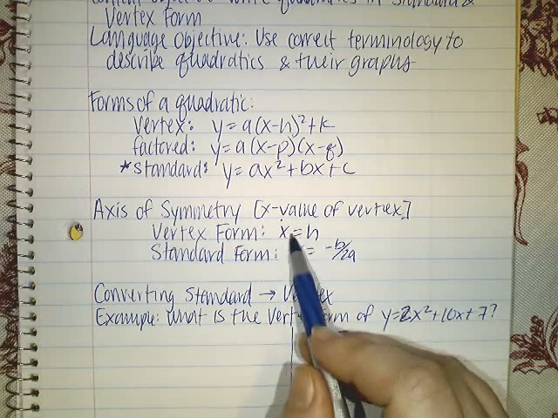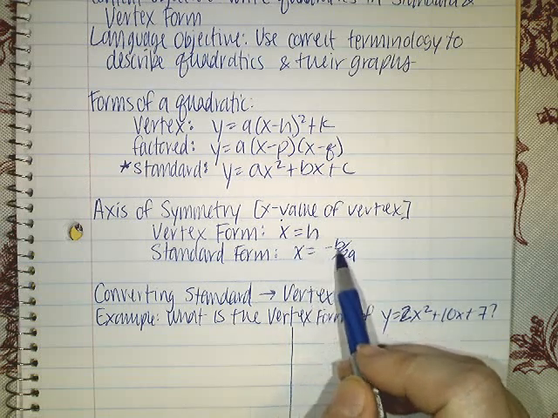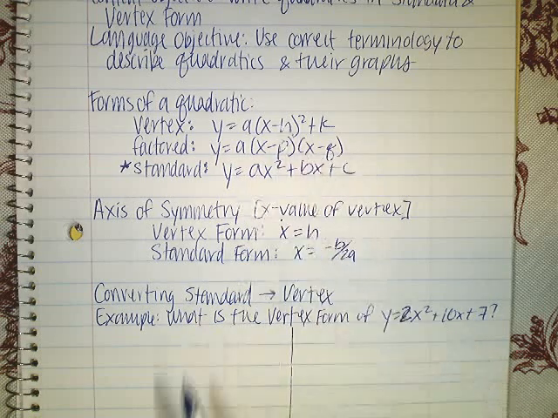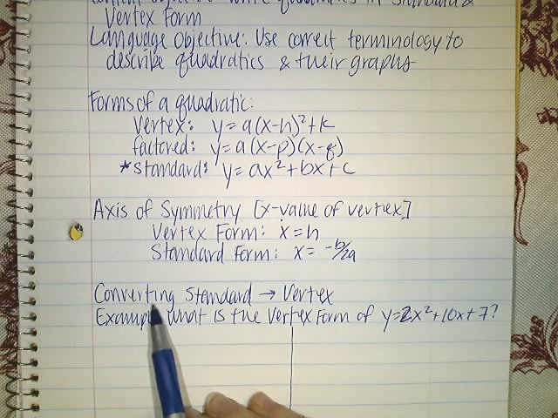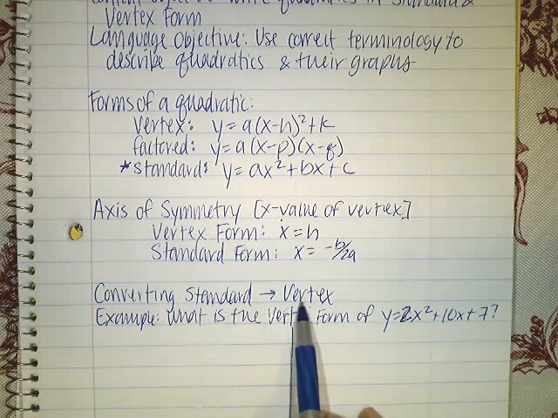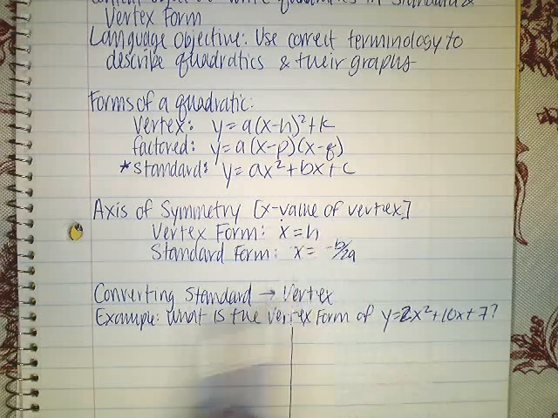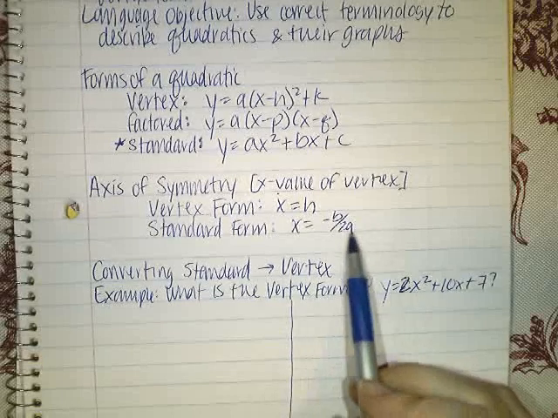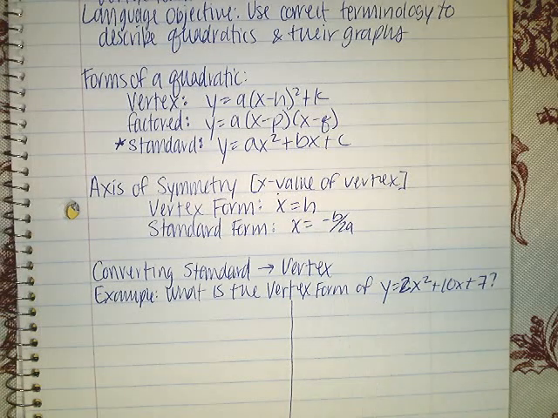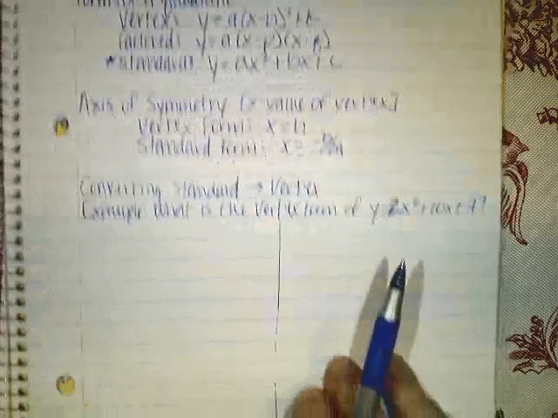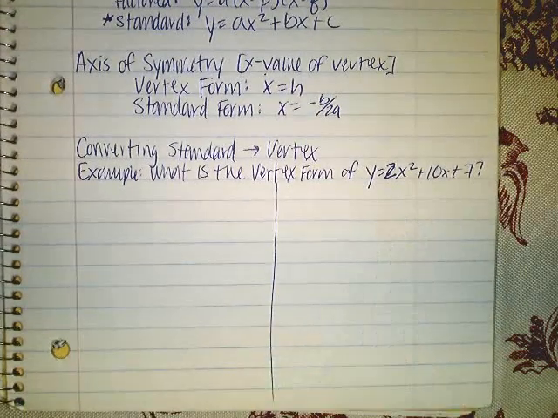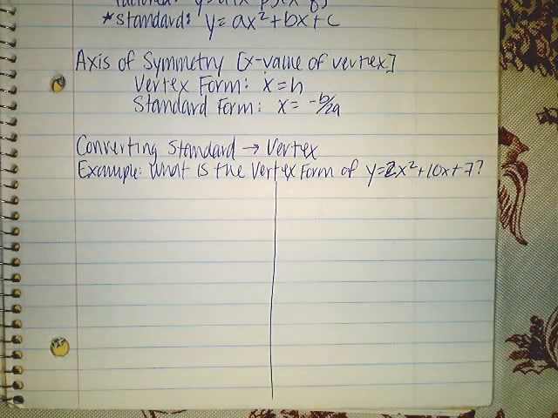So I can say that h is equal to negative b over 2a, and that will help me create vertex form. We're going to start our first example, converting standard form to vertex form using this information. Since I know the x value of the vertex will be negative b over 2a, I can use that to build my vertex form. First example: what is the vertex form of 2x squared plus 10x plus 7?